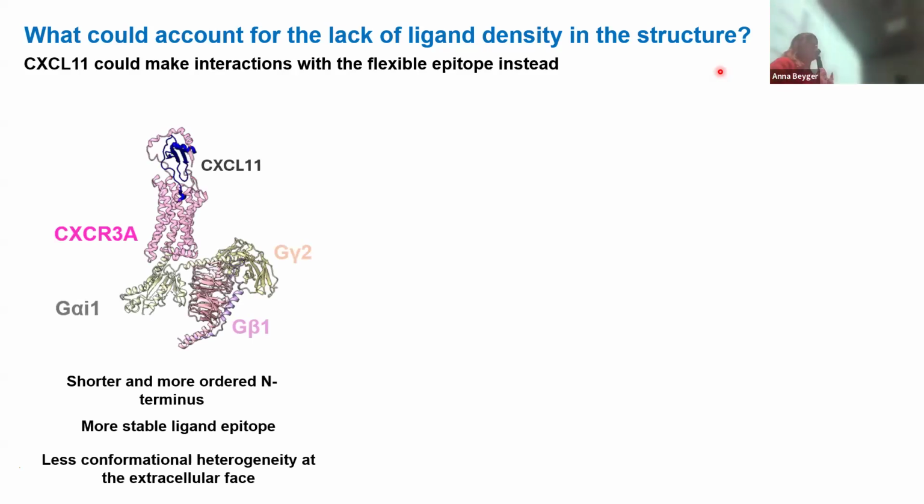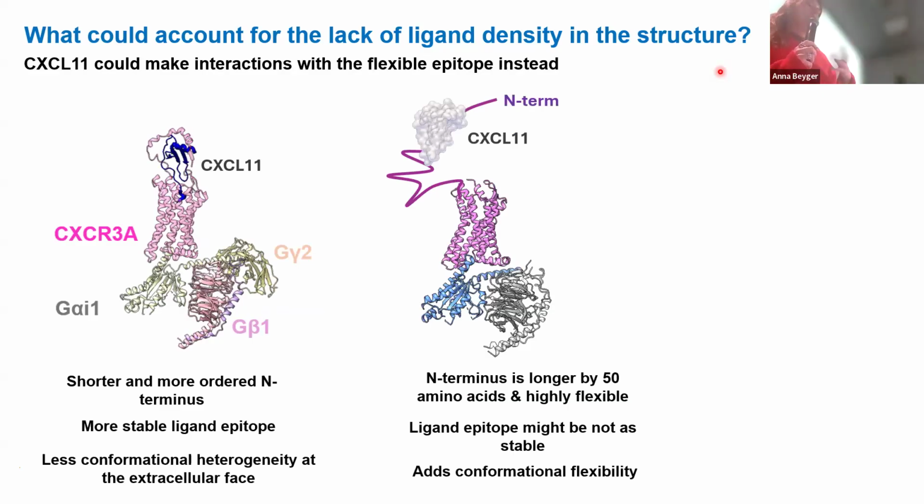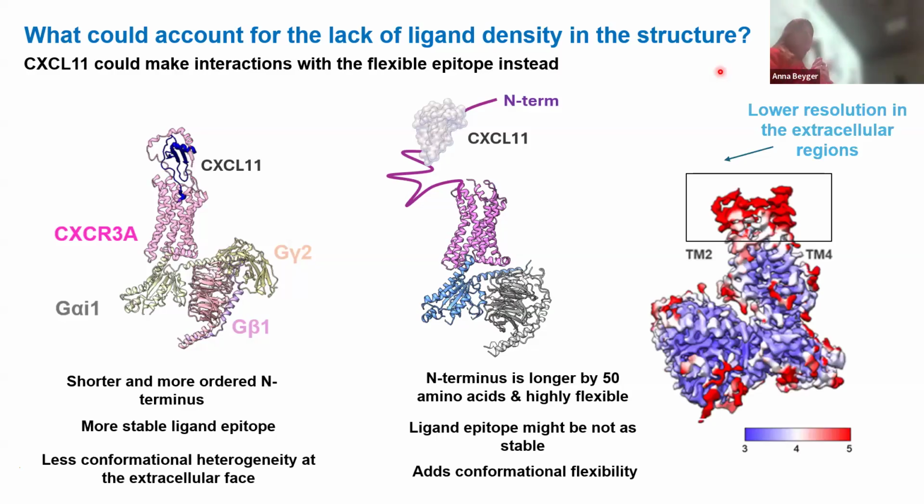When we look at CXCR3A, we could see that the N-terminus is quite ordered, that it forms a stable interaction with the ligand, and there is overall less conformational heterogeneity at the extracellular face. But for CXCR3B, the N-terminus is significantly disordered because it's elongated and it's outside of the membrane. The ligand epitope might not be as stable, and this N-terminus could also add extra conformational flexibility. This is also seen because when we did our local resolution estimation, the regions protruding a little bit outside of the transmembrane core on the extracellular side had lower resolutions, potentially also indicating that there is some flexibility in there that's not captured by cryo-EM.